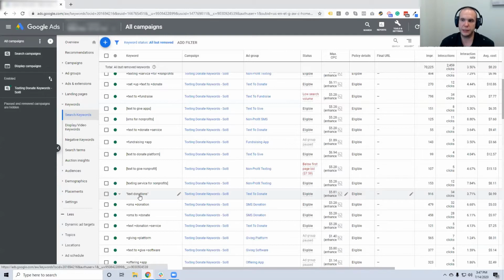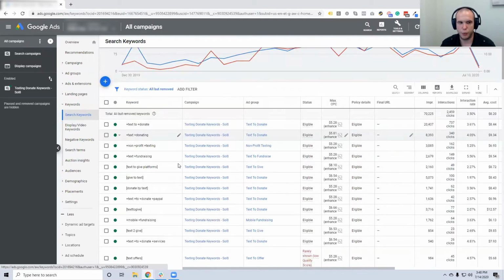And then exact match used to be that they have to type in this exactly. Plurals are okay, so text and texting, texts, those are fine. But it has to have the words text to donate platform. 90% of the time, it will be really accurate, and when it's not 100% accurate, where it's not an exact match, it'll be very, very close. So what we usually like to do is use longer tail broad match modified whenever possible.